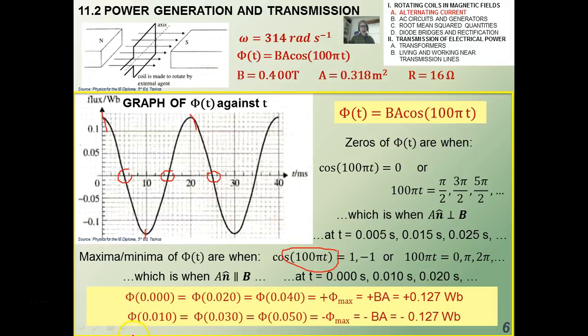So I can then put these values of time into my equation. I get phi of 0 equals B times A, and that is positive maximum flux. The maximum flux would be just B times A, and that's 0.127 Webers. The negative maximum flux would be just negative that, and you can see that the graph corresponds very nicely to that. That's how the maximum and minimum, or the amplitude of this wave, was obtained on this graph. Whew, you ready for the next one?